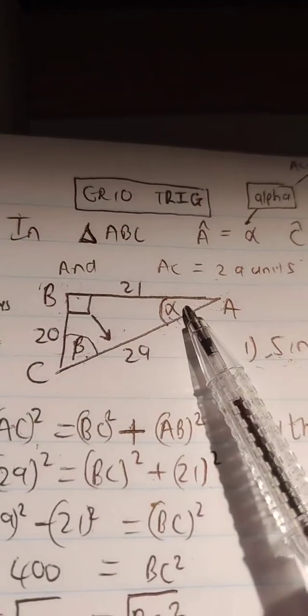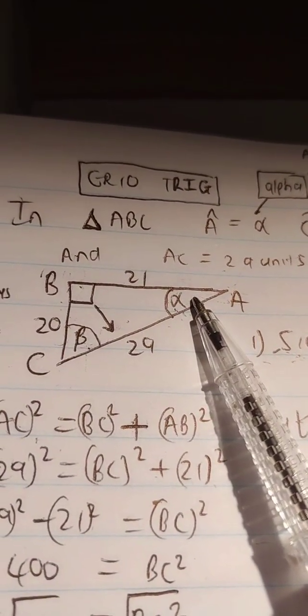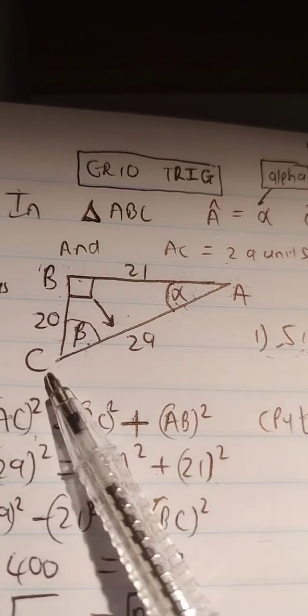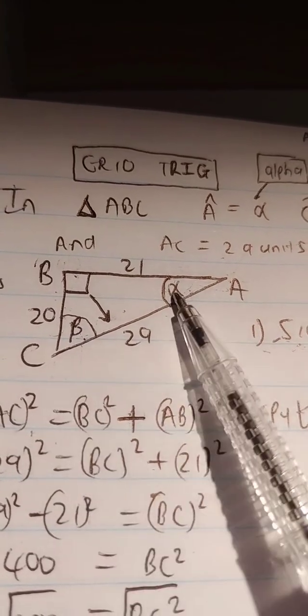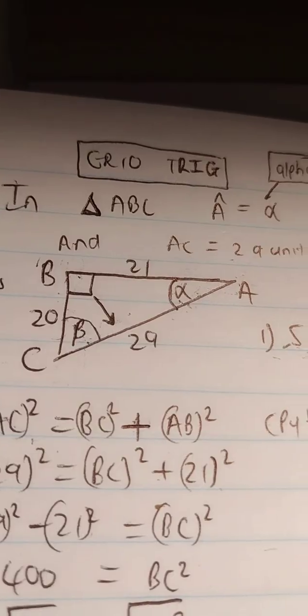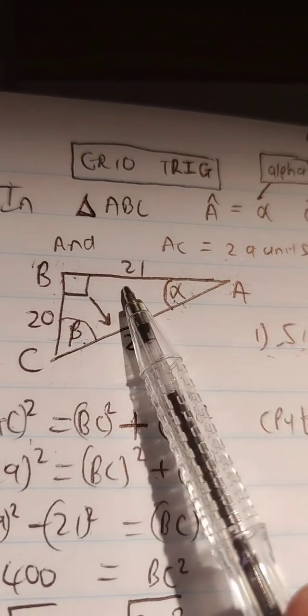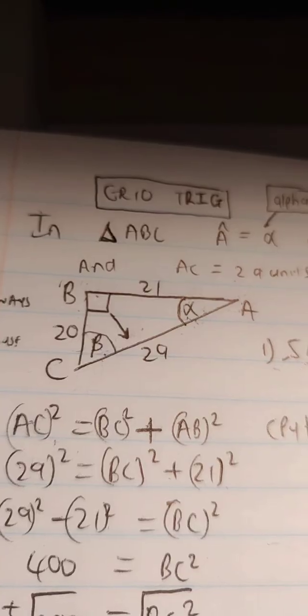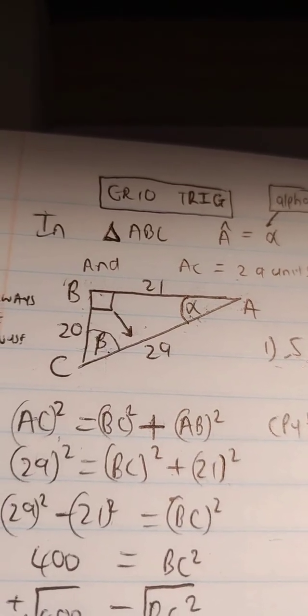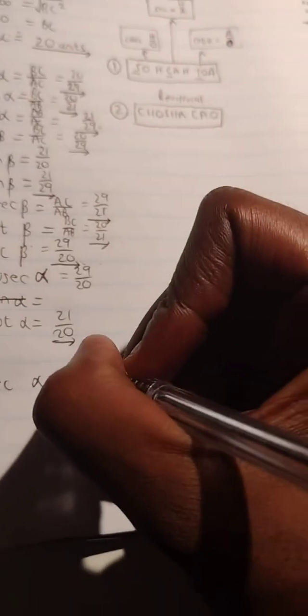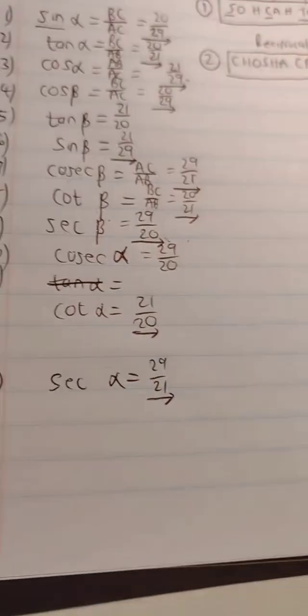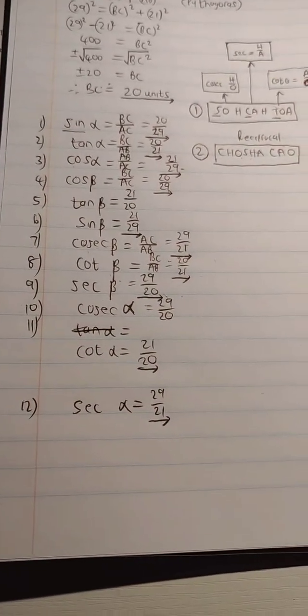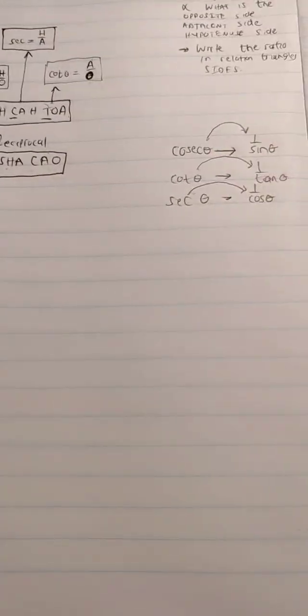So which side represents the hypotenuse side? It is AC. Which side represents the adjacent side? It is AB. Therefore, the ratio that we should write down is exactly, Mr. Loneheart, 29 over 21. Now that wasn't too bad, was it? Okay, guys get the point.